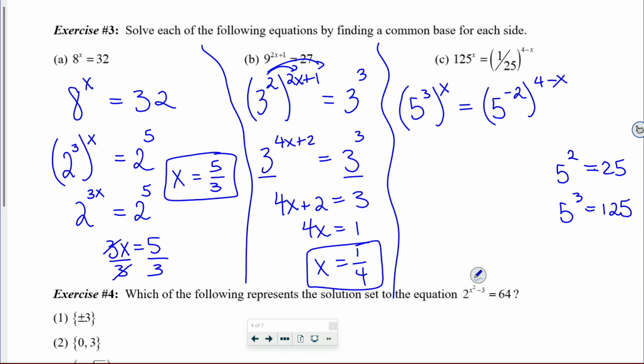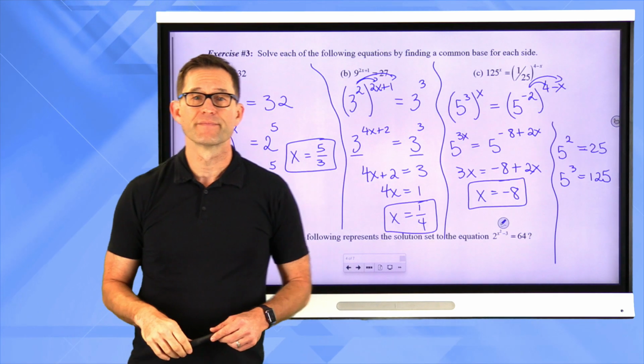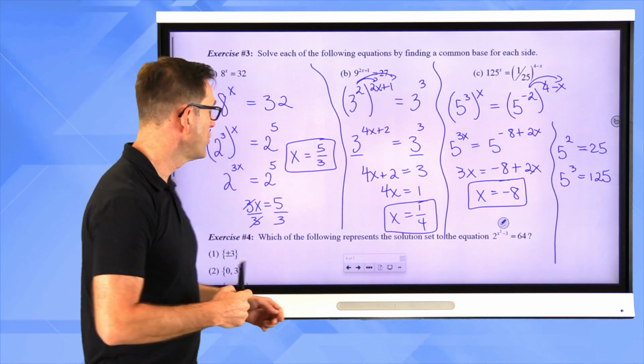Now I can use that product property. I'll have 5 to the 3x is equal to 5 to the negative 8 plus 2x, just multiplying through by that negative 2. Now I can set 3x equal to negative 8 plus 2x, subtract 2x from both sides, and we find that x must be equal to negative 8. All right, that's the method of common bases. Let's see if you can do a multiple choice problem.